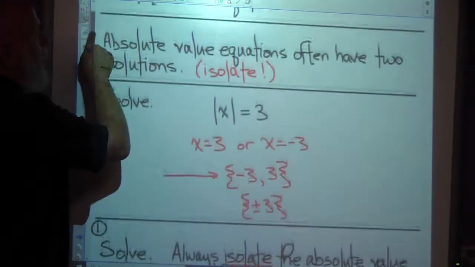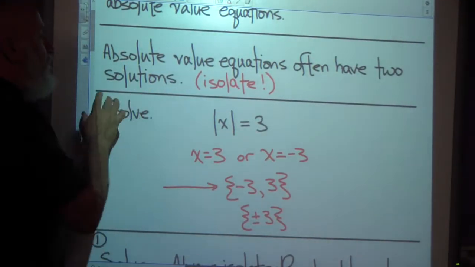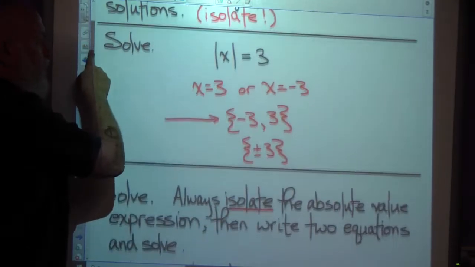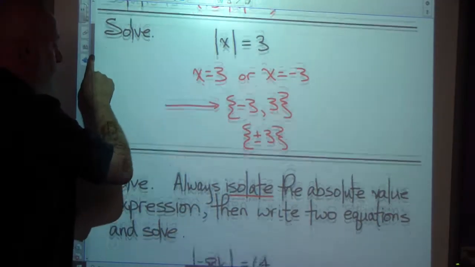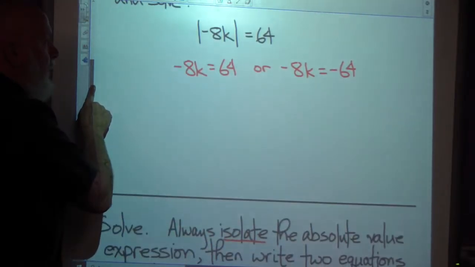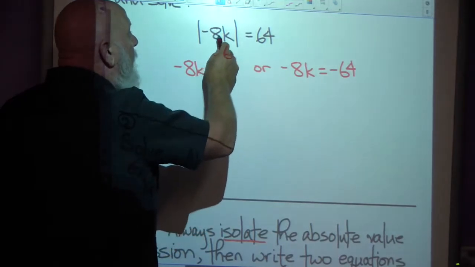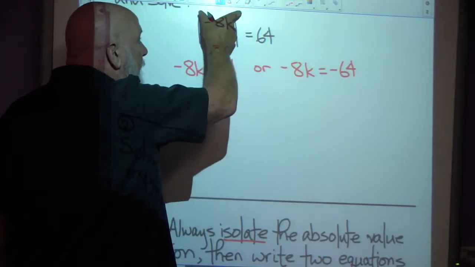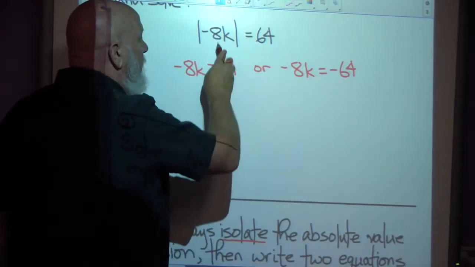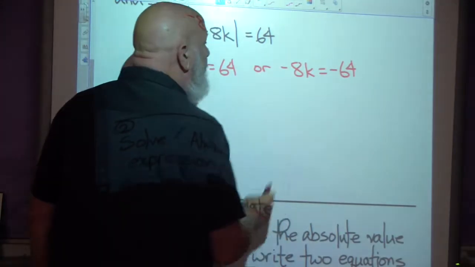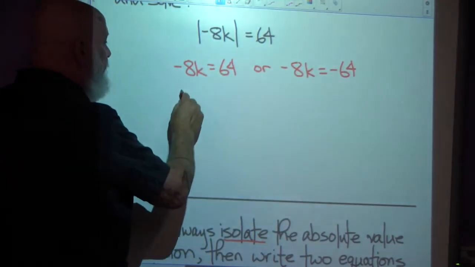Remember, absolute value equations often have two solutions. So we set up two equations. And that's what I'm doing right here. I said negative 8k is 64, or if I plug in a negative 64 in here, the absolute value of negative 64 is also 64, so negative 8k could be negative 64. And then I solve both of them.